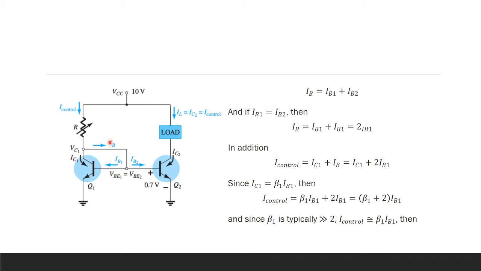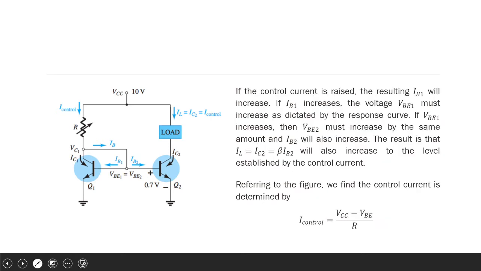So our assumption, class, is that this IB, which is divided into IB1 and IB2, is negligible, or its value is very low. And your I-control is also equal to IC1, which is equal to beta 1 IB1. So our IB1 is I-control over beta 1. So that is our IB. If the control current is raised, the resulting IB1 will increase.